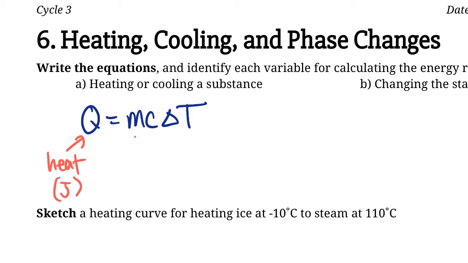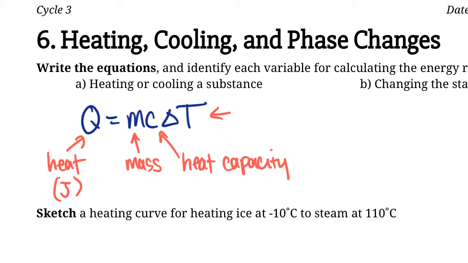M is the mass of the object that you're heating up. Obviously, if there's more mass, it's going to take more energy to heat it up. C is not the speed of light. Unfortunately, we don't get to use that in this question. C is what's called the heat capacity of the substance. This is just a value that tells you how much energy it requires to heat up a substance by 1 degree Celsius. Delta T is the change in temperature, or the difference in temperature. So say we're heating something up by 5 degrees Celsius, delta T would just be 5 degrees Celsius.